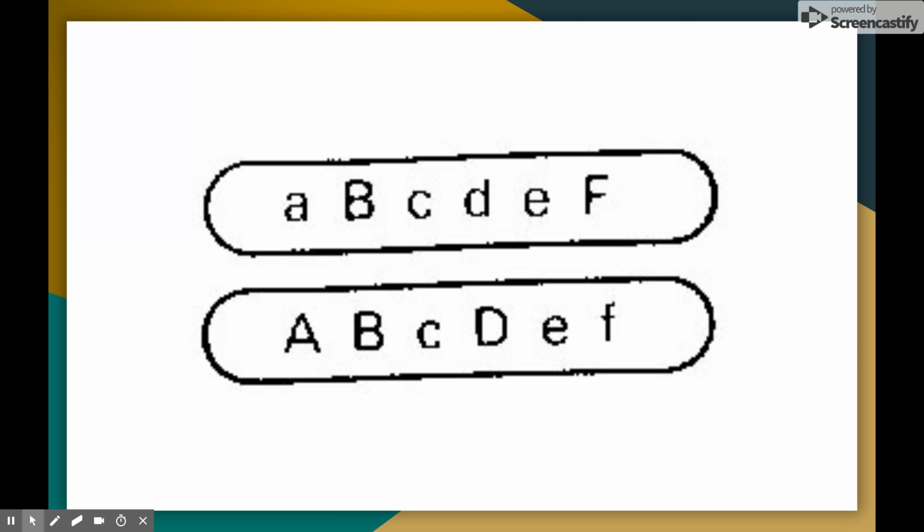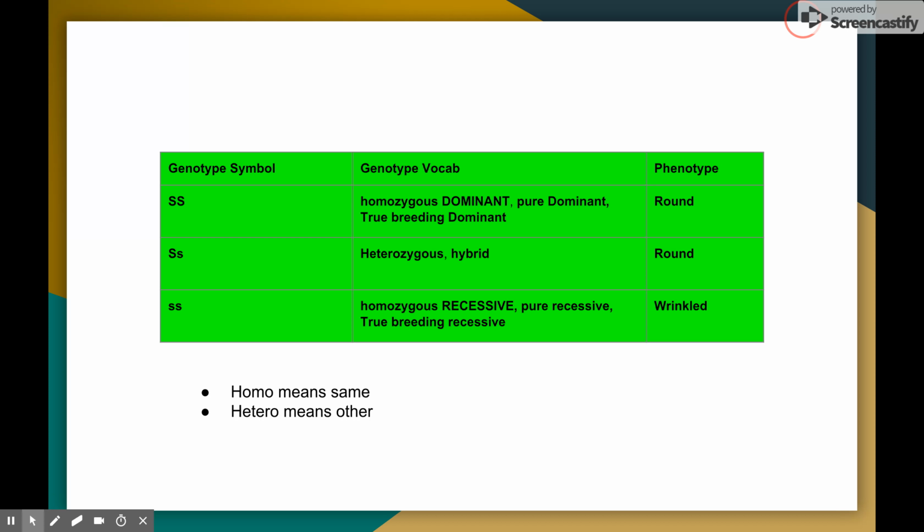Let's move on to some genotype vocab. Let's say capital S, the dominant allele, codes for round seeds, and lowercase s, the recessive allele, codes for wrinkled seeds. Now it turns out there are three possible genotypes: two capital letters, a capital and a lowercase letter, or two lowercase letters. When you have two capital letters, the genotype is homozygous dominant, and the dominant trait will be expressed. This means the plant will receive a phenotype of round seeds.